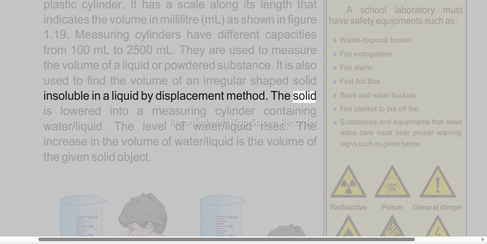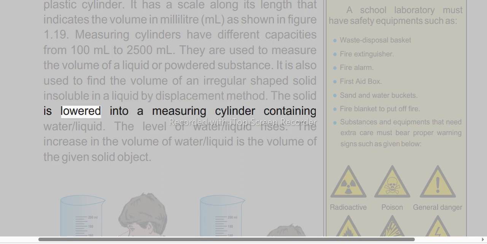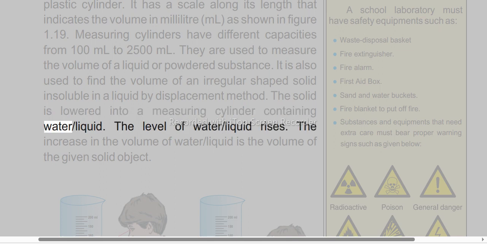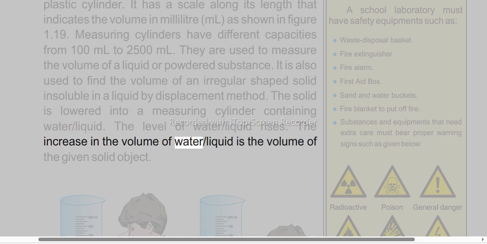The solid is lowered into a measuring cylinder containing water. The level of water rises. The increase in the volume of water is the volume of the given solid object.